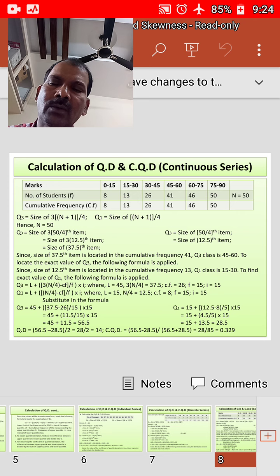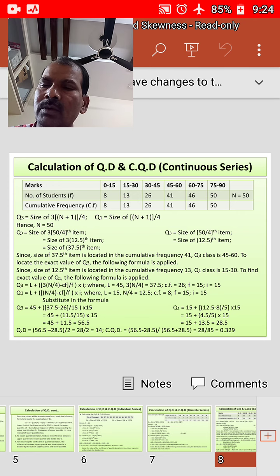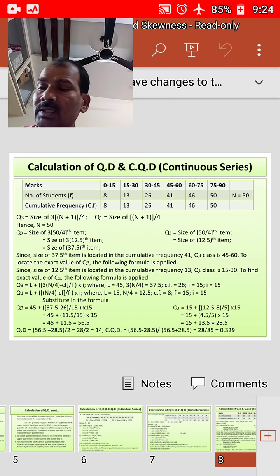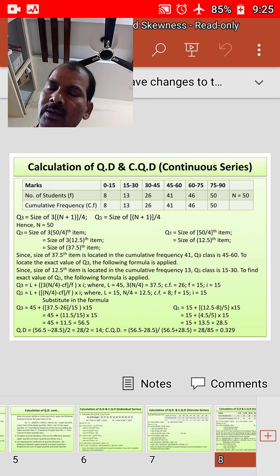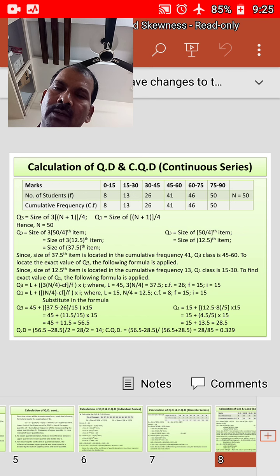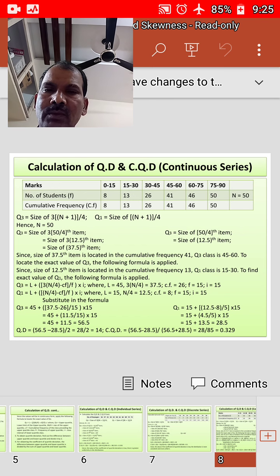Where L is equal to 45, we know. 3 into n by 4 is 37.5, and Cf is equal to 26, the cumulative frequency of the preceding class to the quartile class. F is the frequency of the quartile class, that is 15. And I is the class interval of the quartile class, that is also 15.